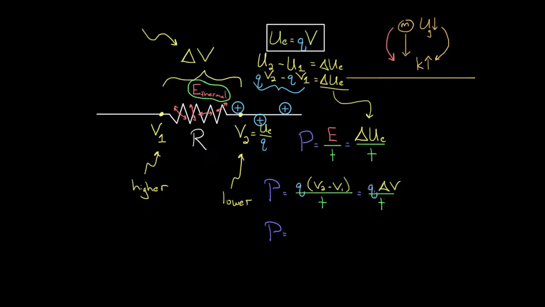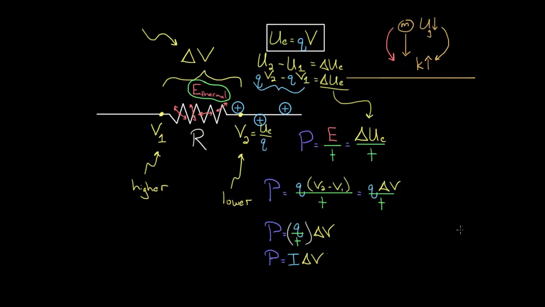If I just factor out this Q over T, I get Q over T times delta V, the voltage across the resistor, but Q over T is just the current, so I get that the power is going to equal the current through that resistor times the voltage across that resistor. And this is the formula for electrical power.